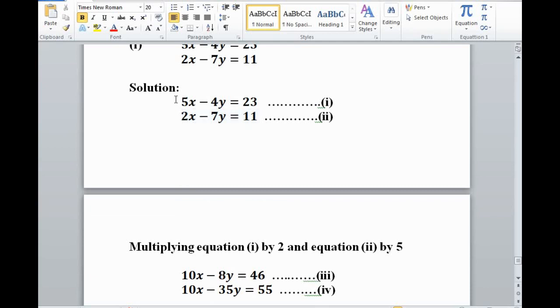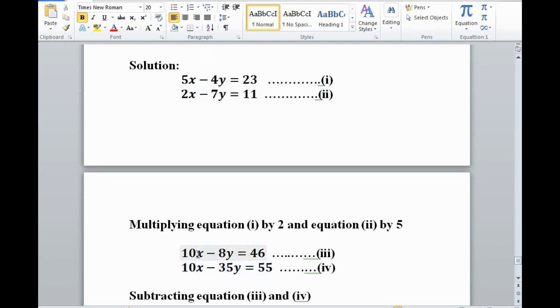So if you multiply equation 1 by 2, it means that we are going to multiply 5x by 2, which is equal to 10x, and we will also multiply negative 4y by 2. Their product is negative 8y, and on the right side 23 multiplied by 2 equals 46. And if you multiply equation 2 by 5, this equation becomes 5 times 2, 10x, 7 times 5, 35y, and 11 times 5, 55.